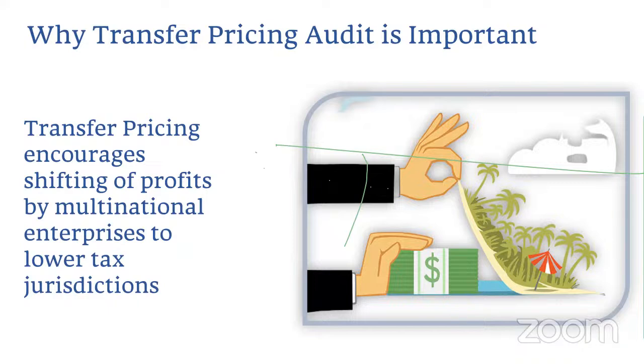So when we're talking about transfer pricing, you find that transfer pricing encourages shifting of profit by multinational enterprises to lower tax jurisdictions. I'm sure some of us will be wondering what you mean by encouraging shifting of profit. I'm going to do an illustration so that we'll be able to have a synoptic overview of what I've just said.